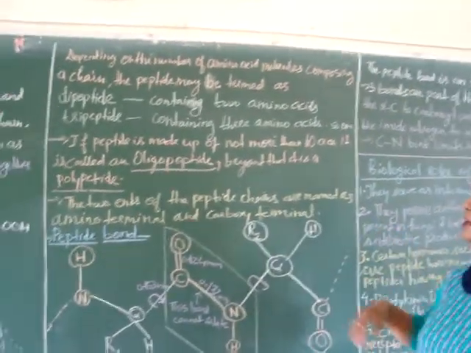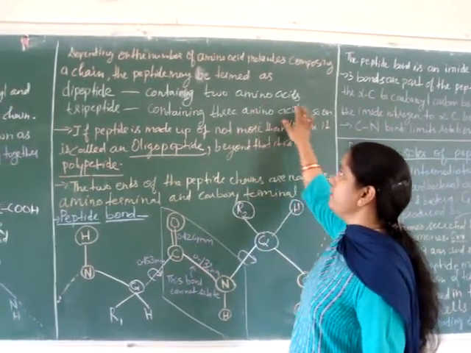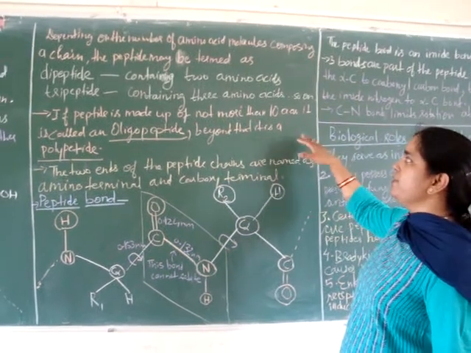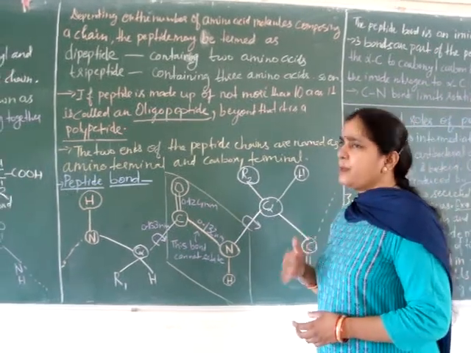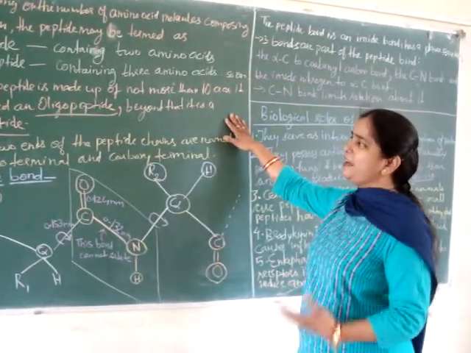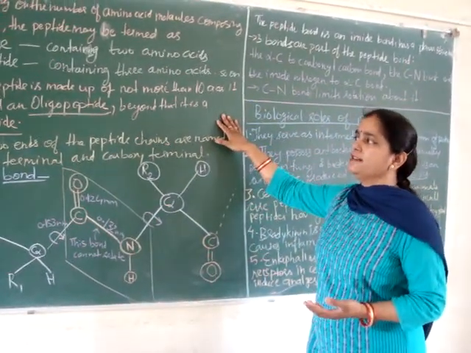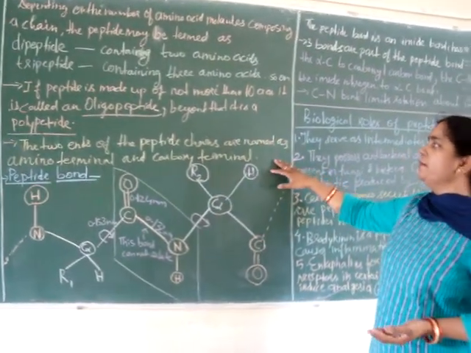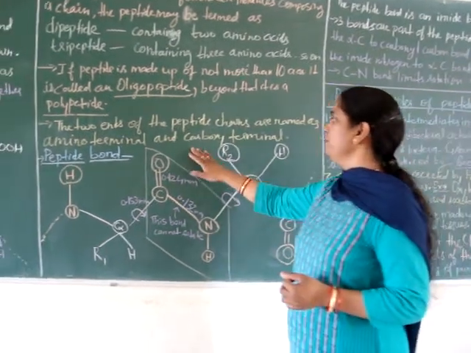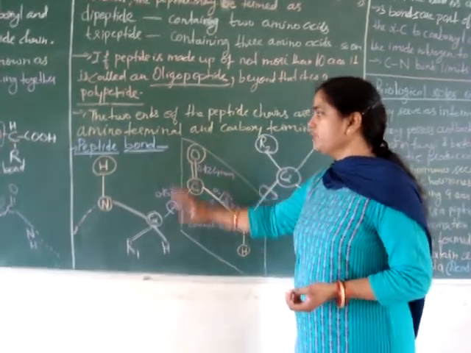Now, depending on the number of amino acid molecules comprising the chain, the peptide may be termed a dipeptide, tripeptide, and so on. Dipeptide contains 2 amino acids, tripeptide contains 3 amino acids, and so on, tetra, penta, etc. If a peptide is made up of not more than 10 amino acids, then it is called an oligopeptide, and beyond that it is a polypeptide. In general, the two ends of the peptide chains are named the amino terminal and carboxy terminal, as I have already told you. Now here is the stereochemistry of the peptide bond.